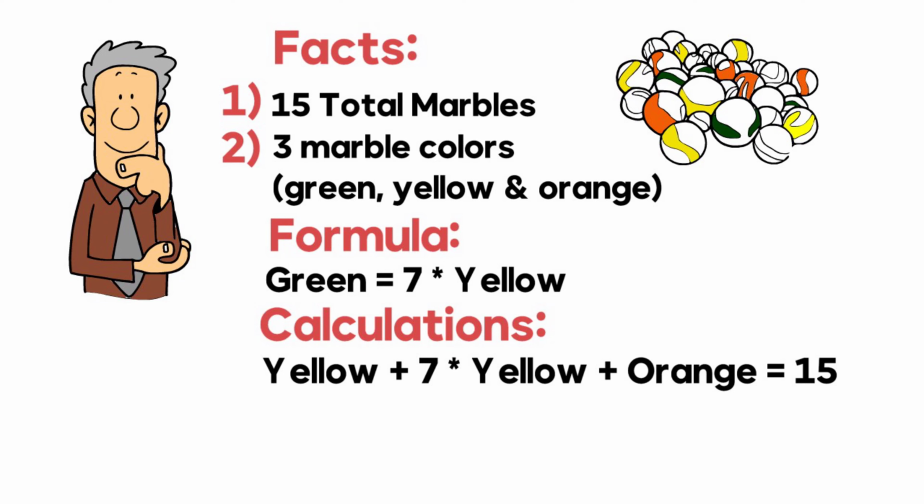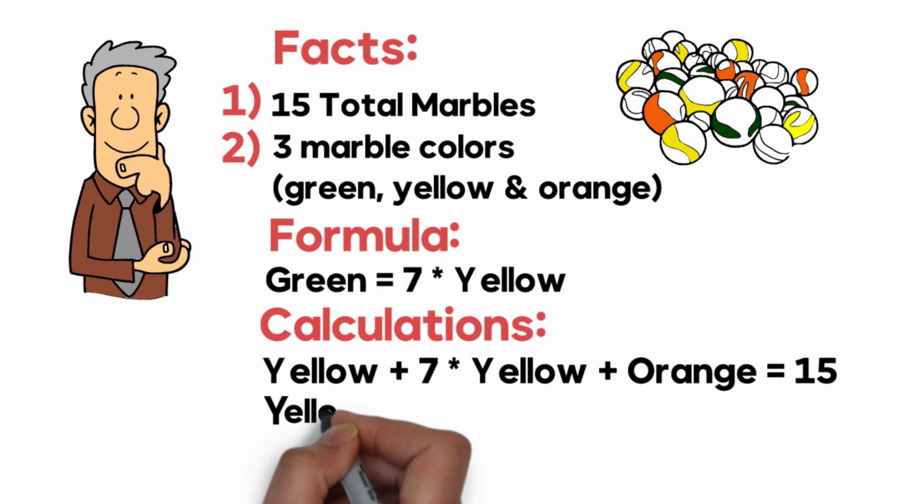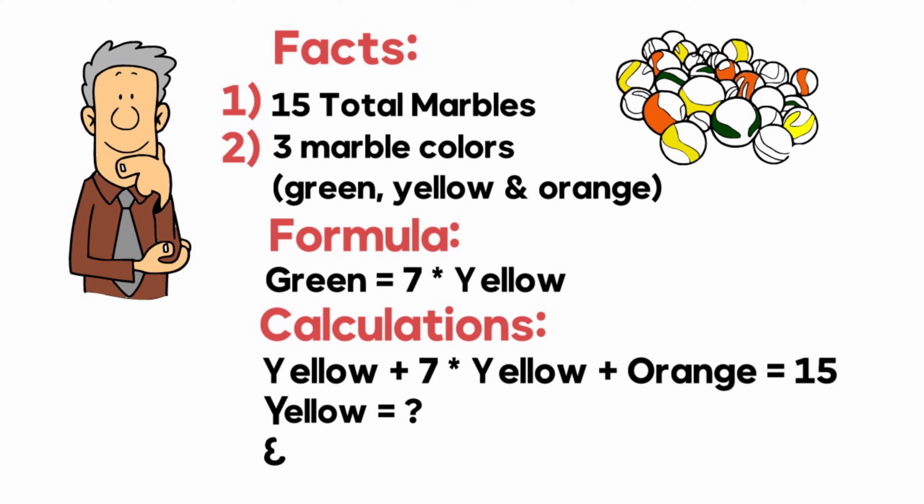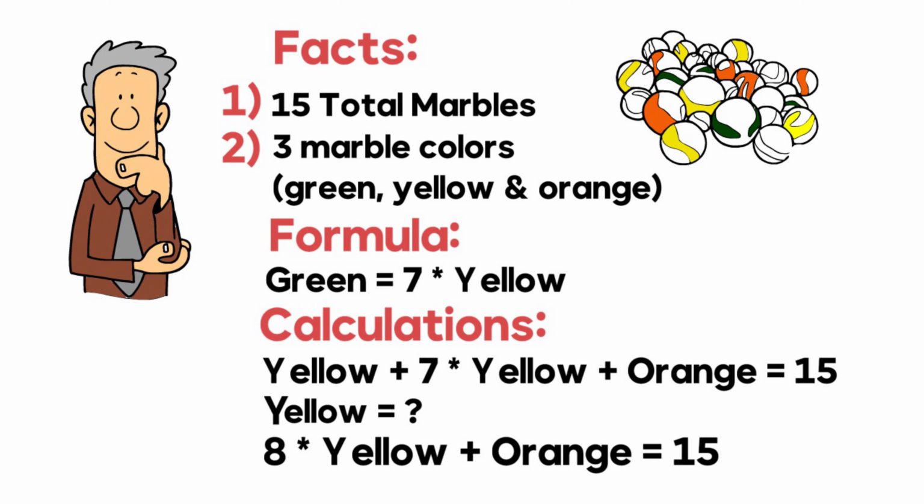Because 15 is a relatively small number, we can start guessing how many yellow marbles are in there. Our ability to solve this challenge is based off of the fact that there is a very small number of total marbles. If we can optimize this formula and simplify it, we can come up with the formula that 8 yellow marbles plus however many orange marbles equals 15.